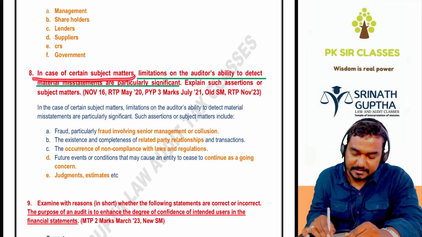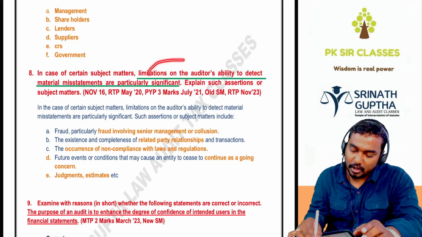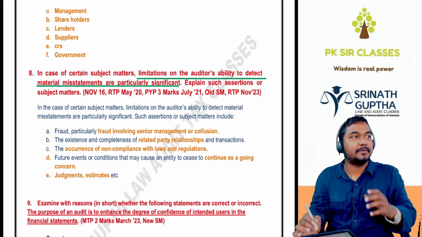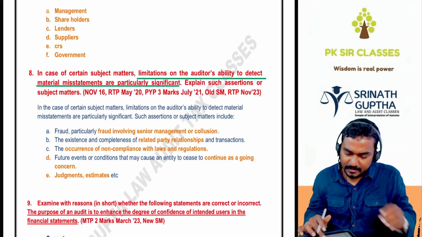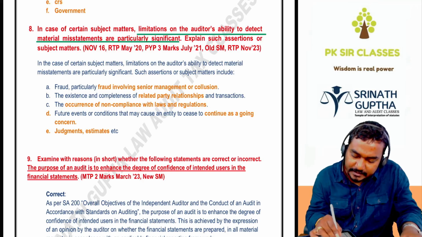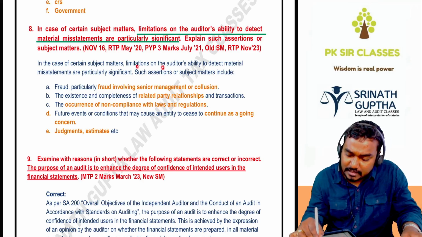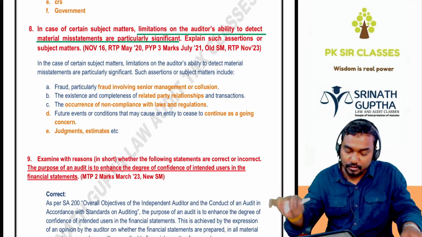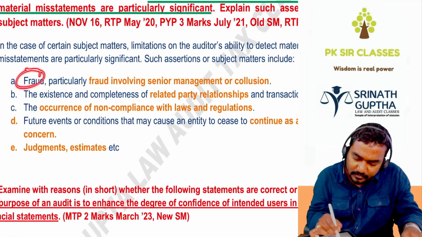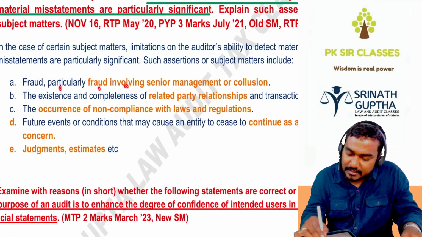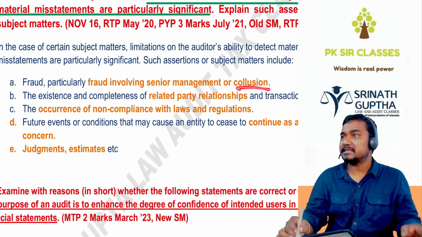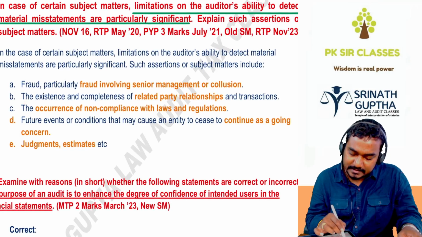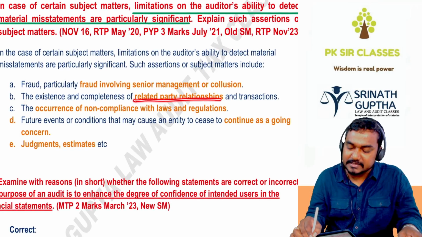In certain subject matters, limitations on the auditor's ability to detect the material misstatements are significant. Explain a few examples, a few assertions. He's giving 3, 4 examples. Such assertions include fraud, particularly fraud involving the senior management or collusion. Is it easy to identify? No. Next, existence and the completeness of the related party transactions.